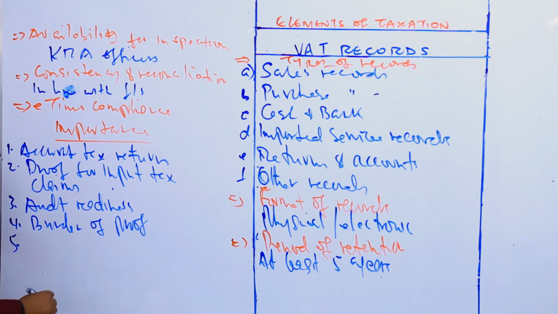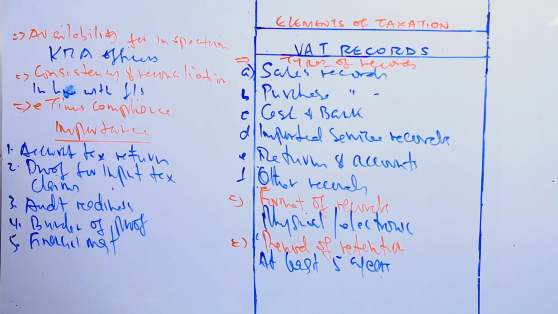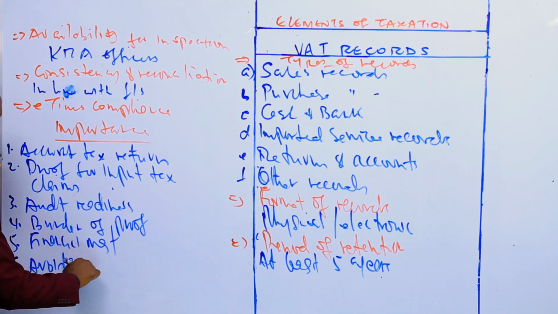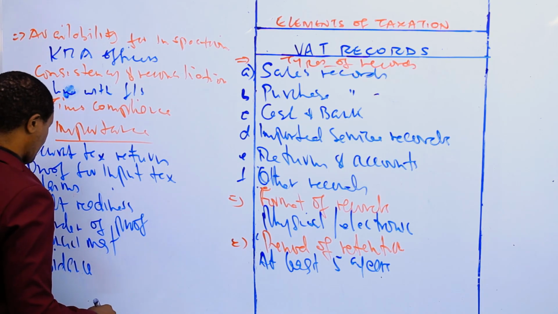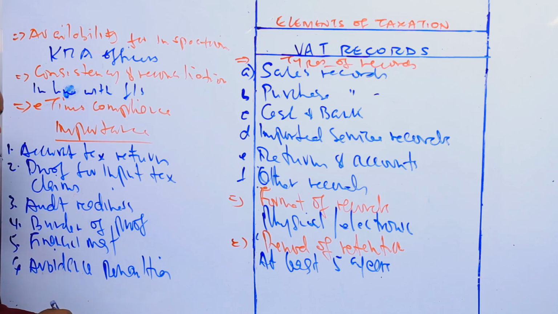Then another obvious reason is financial management. That is another reason why a VAT registered person should maintain proper records. These records provide clear financial insights for business decision making, for tracking profitability and even cash flows. Six, these records can help a registered taxpayer to avoid penalties. Failure to maintain proper records is an offense that attracts significant penalties, for example, 10% of tax payable or even 100,000 shillings, whichever is higher.